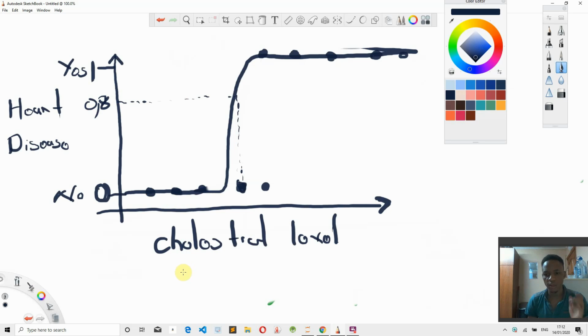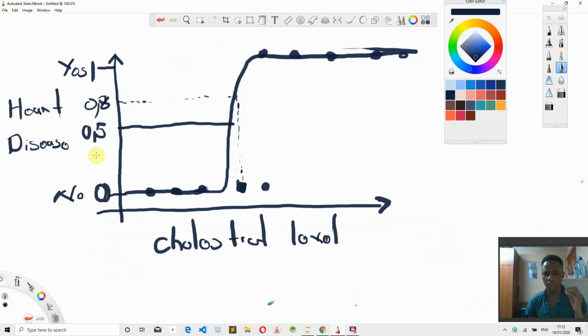So that's what the logistic function, or this curve, tells us. Here this is 0.5. If the probability that a person has heart disease is 0.5 or more, we classify that person as having heart disease. If it's less than 0.5, that person is classified as not having heart disease.